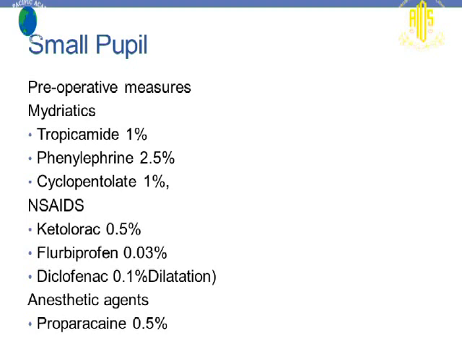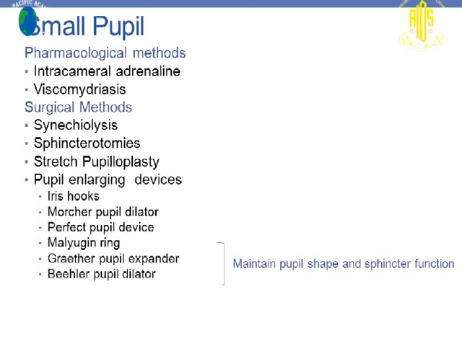Some people even advocate the use of anesthetic agents along with these drops because it increases the permeability of these drops. Now, there are various methods of dilatation of a small pupil, including the pharmacological methods and the surgical methods, and I'll be going through these as I go through my presentation.